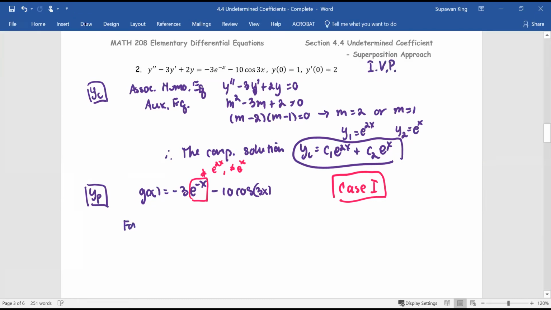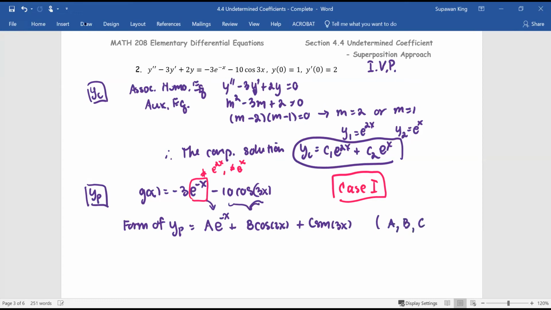Next, we're going to put together the form of the solution yp. From the exponential e to the negative x, we have e to the negative x with the coefficient a. For the cosine term, we're going to have the combination of cosine 3x and sine of 3x with the coefficients b and c. So we are going to find the values for a, b, and c.